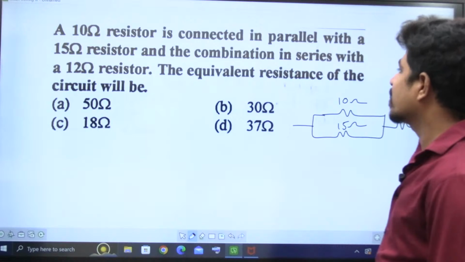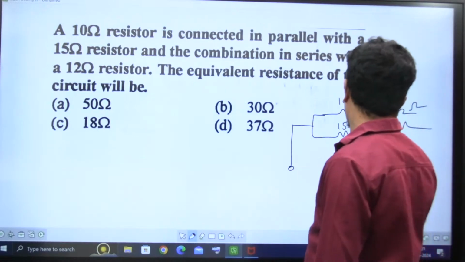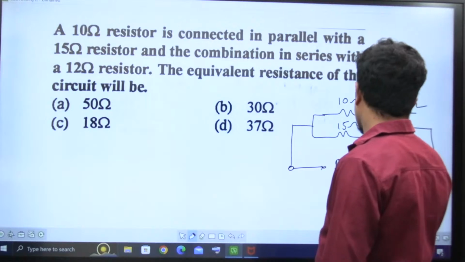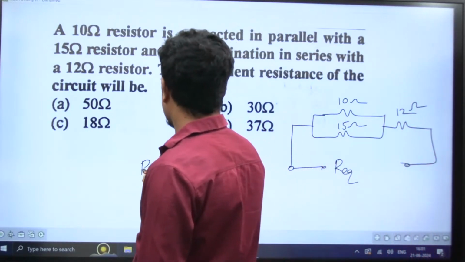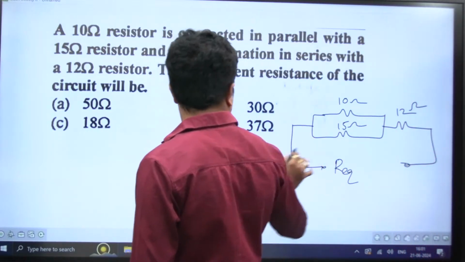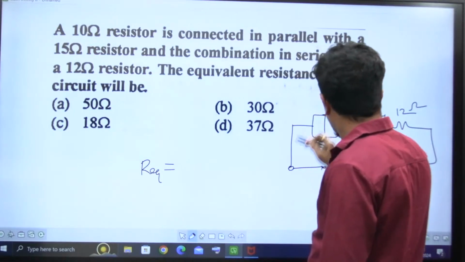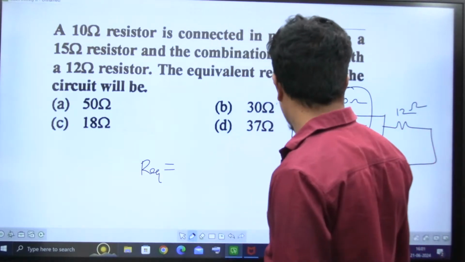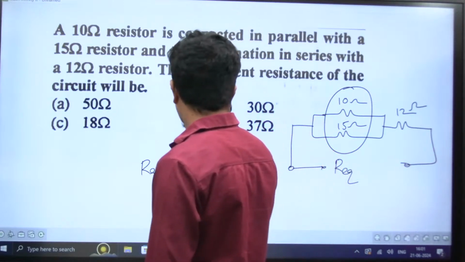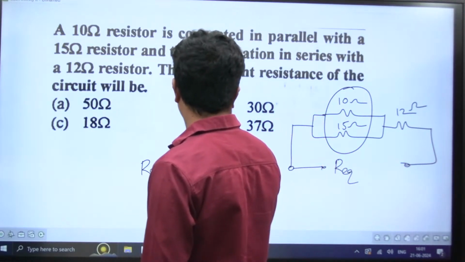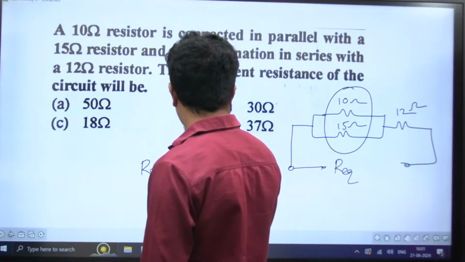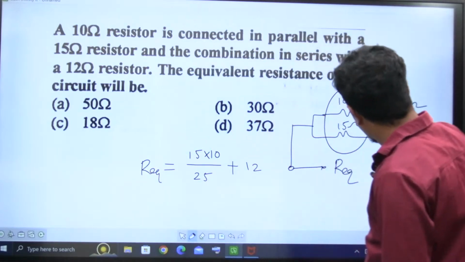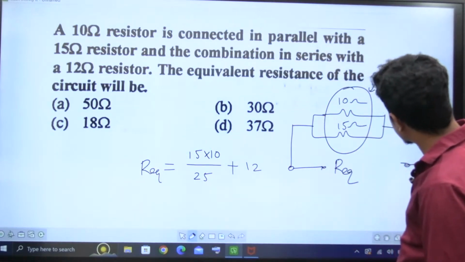The equivalent resistance of the circuit is asked. So R equivalent is equal to, these two are in parallel. What is the parallel combination of resistance value? R1 R2 by R1 plus R2. How much is it? 10 into 15 by 25, plus 12. This is in series, no? So you assume this one as one resistance after combination.